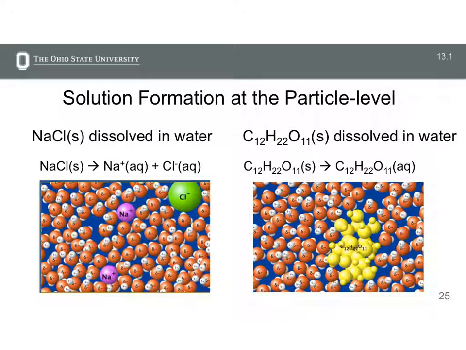So let's take our sodium chloride and let's put it in water. Let's allow the water molecules to surround the solid, start drawing those ions off like in a couple slides previous. And we're going to put our sugar in solution as well and see what happens. What's the main difference?